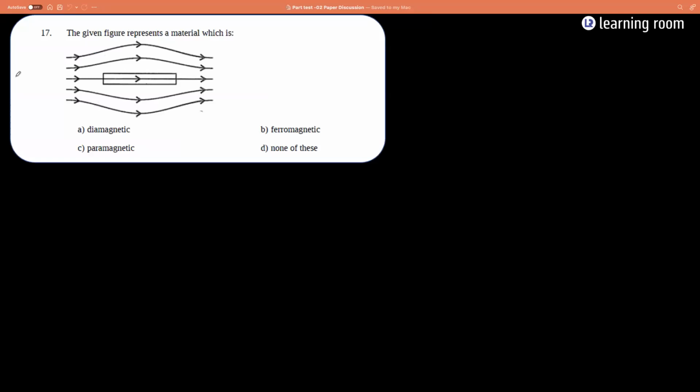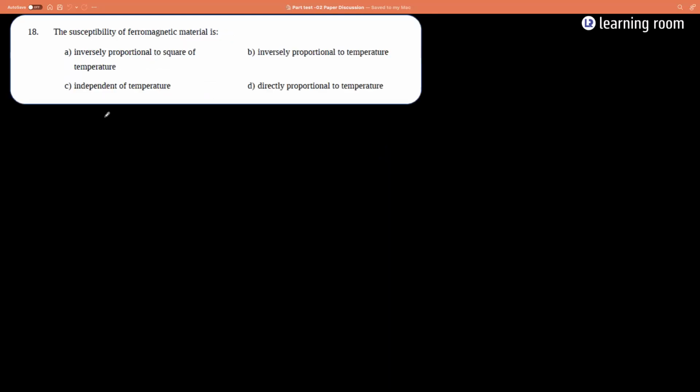The magnetic fields are repelled by a magnetic substance. The answer will be diamagnetic. The susceptibility of a ferromagnetic material is inversely proportional to the temperature. Question 19: which one of the following will describe the smallest circle when projected with the velocity v perpendicular to the magnetic field? Is it an alpha particle or a beta particle?